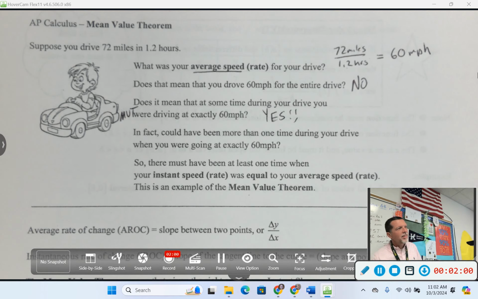Why is it yes? Because you start at 0. So you started at 0, which means for part of the time you were definitely below 60, which means part of the time you've got to be above 60. And then here's the key thing: you couldn't jump, right? You couldn't be going 58 and then all of a sudden be going 62. Even if your car accelerates really, really quickly, you can't make the jump.